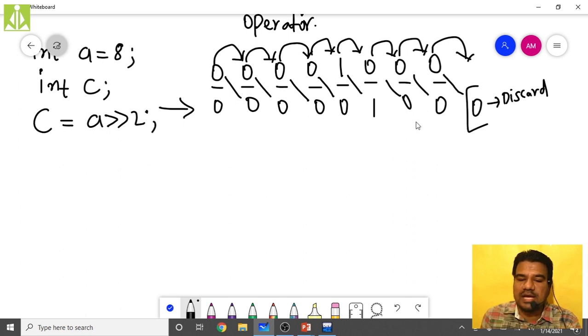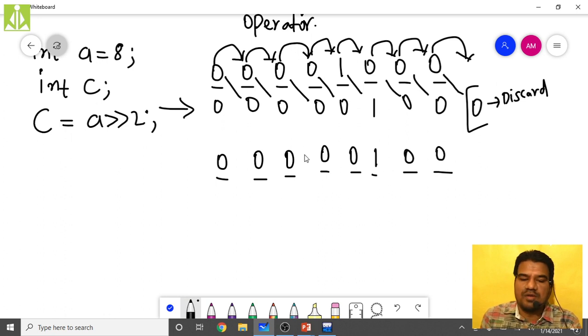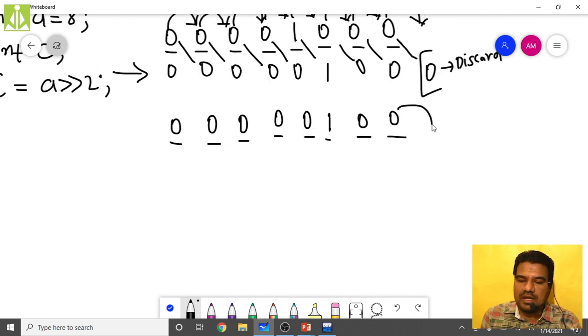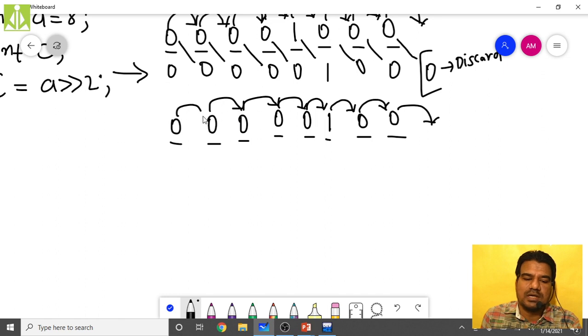After performing one shift, what did we get? We got 0, 0, 0, 0, 0, 1, 0, 0. Like this we got. Now fix the places for all the bits and perform the shifting. This 0 will come over here, this will come here, and this will come here. This goes to this place, to this place, again to this place. Now write down the bits.